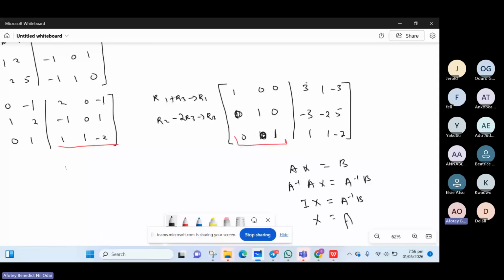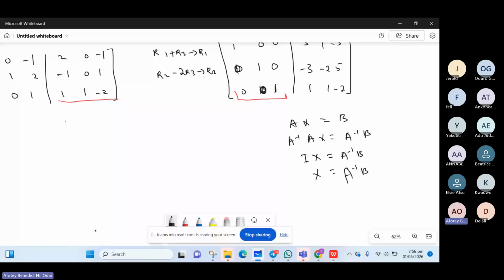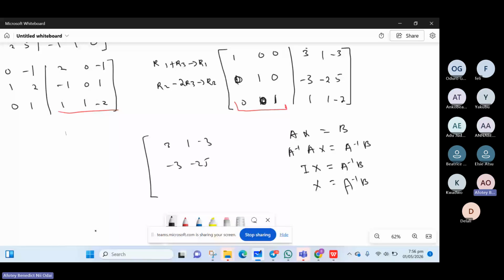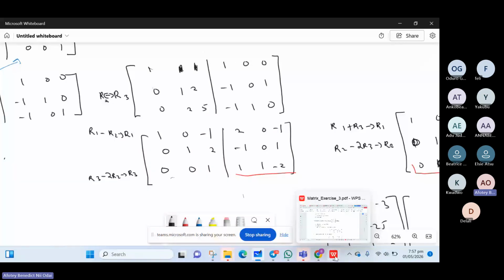So once we have the inverse, right? Once we have the inverse being 3, 1, -3, -3, -2, 5, 1, 1, -2, all we have to do is to multiply by the B that we have. So what B did we get? Let's see. We got B to be 1, 2, 1.